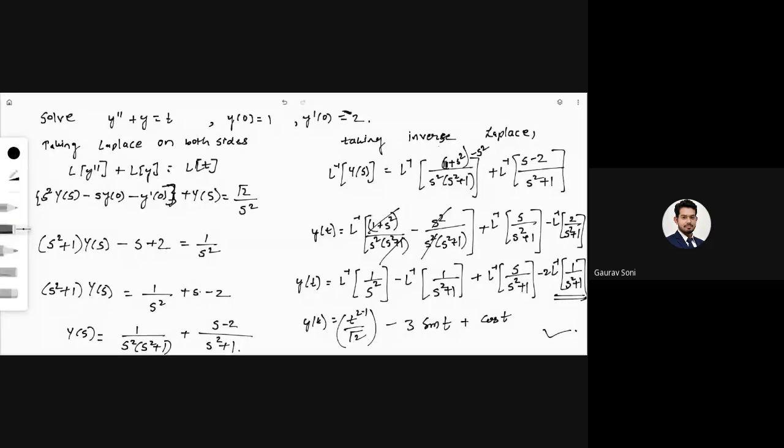So not necessarily in every example we will have to find this using partial fraction. Some can be solved even without the partial fraction. Next example.